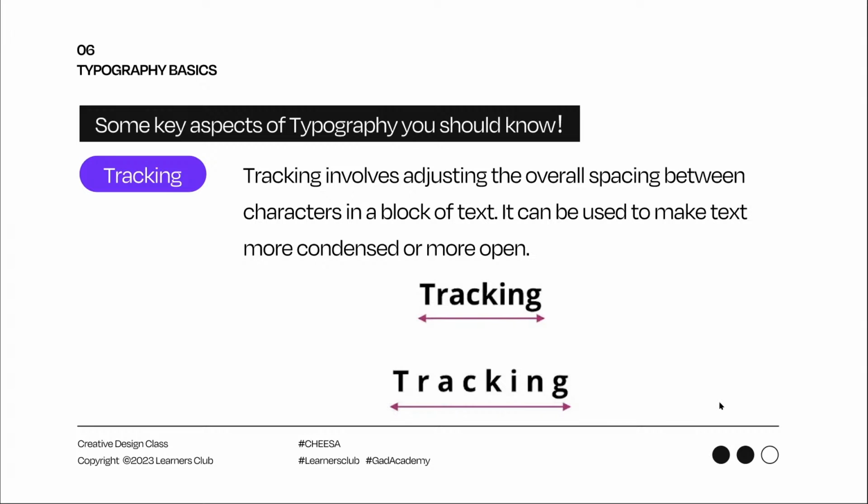tracking. And for example, when we look at the tracking below, in the first one we see the word tracking a little bit close together, generally along the whole line, the whole text. And then the second line, tracking, has very wide spaces between all the letters, and that is what we call tracking.